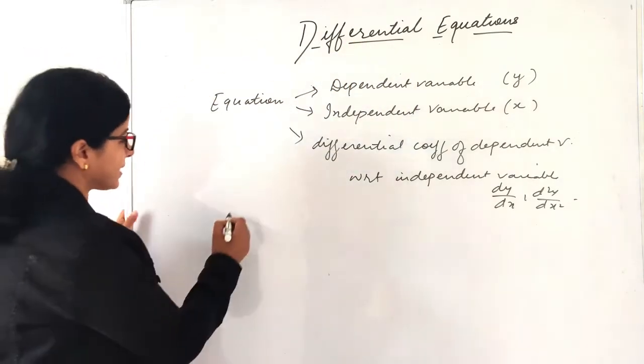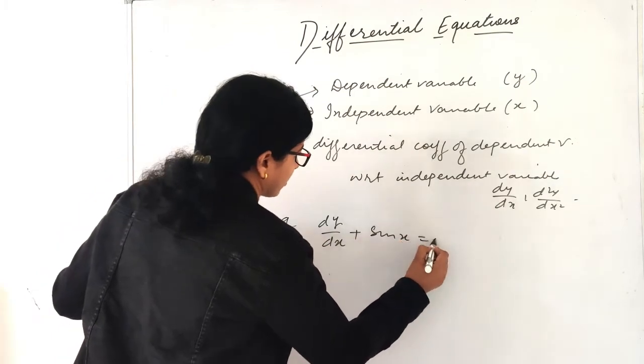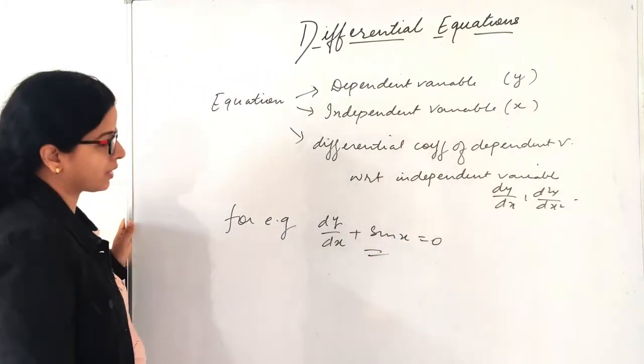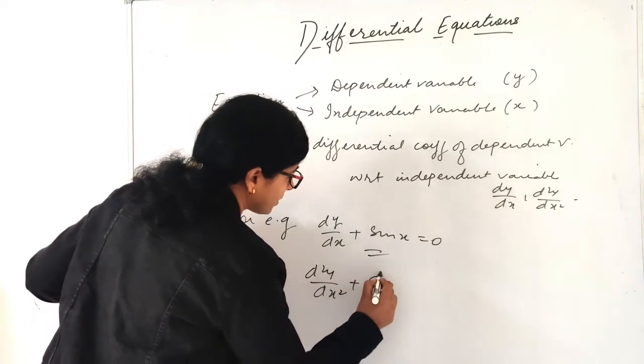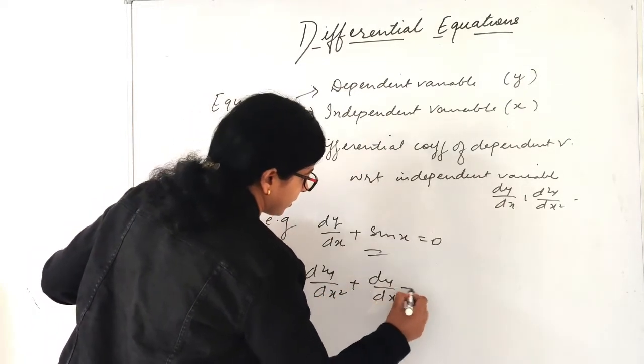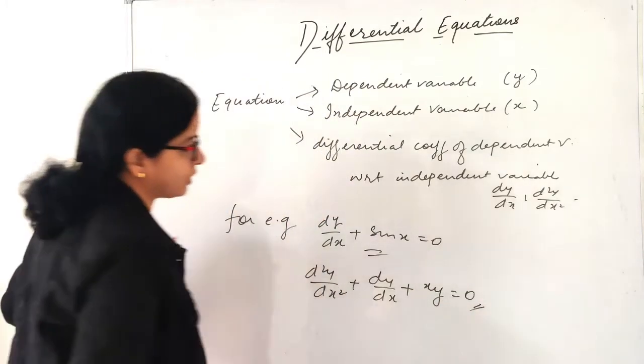For example, dy/dx + sin x = 0. This is a differential equation. Or d²y/dx² + dy/dx + xy = 0. This is also a differential equation.